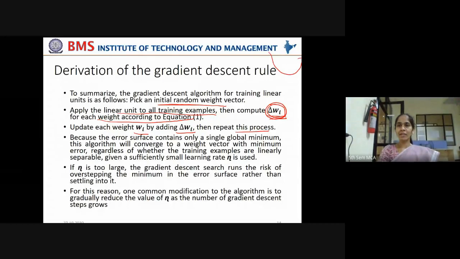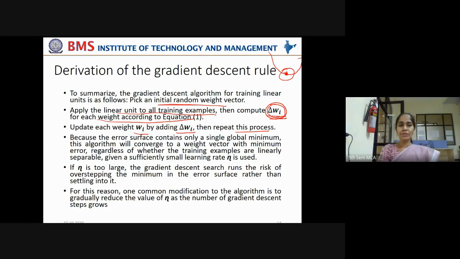This is the error surface and this is the single global minimum. This algorithm will converge to a weight vector with minimum error, regardless of whether the training examples are linearly separable, given a sufficiently small learning rate nu. Irrespective of whether they are linearly separable or not, because it has only one global minimum, it has to reach that destination, though it takes several iterations if the weights are not adjusted properly.